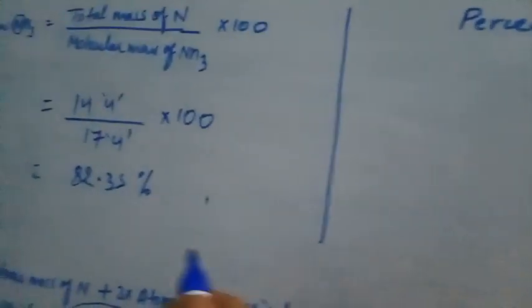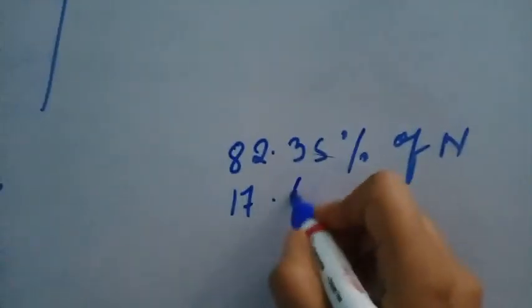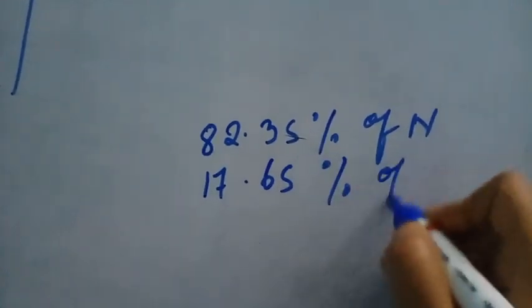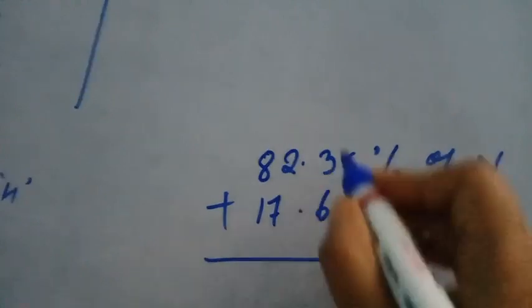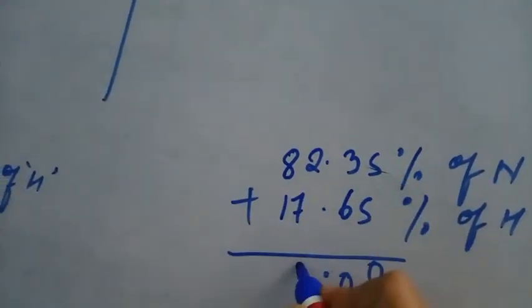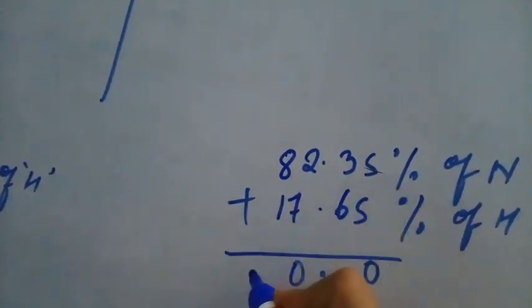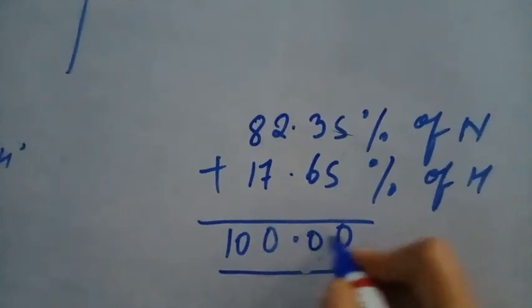Okay. So we will just see, 82.35% of nitrogen plus 17.65% of hydrogen we have got. So if we add this up, we will get 100%. So you should always get 100%.